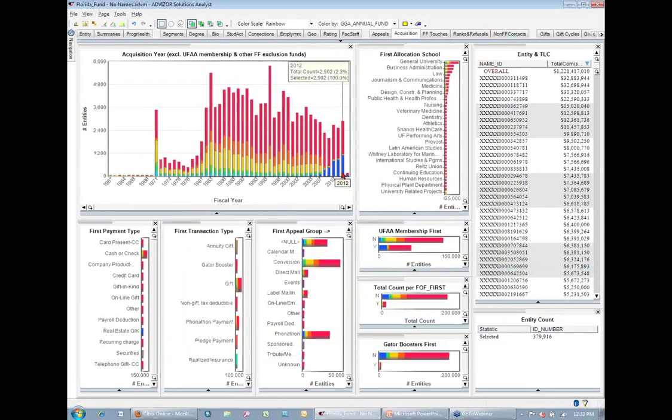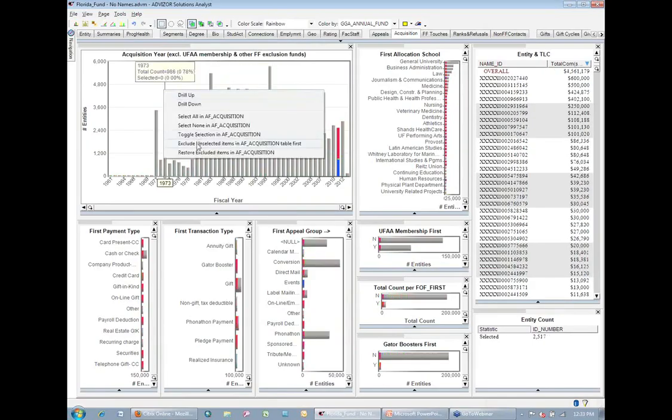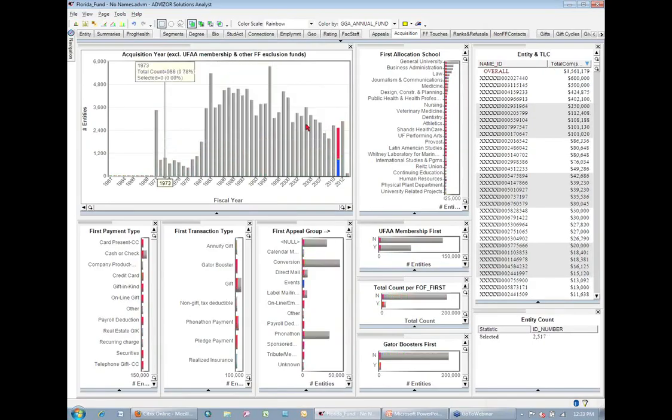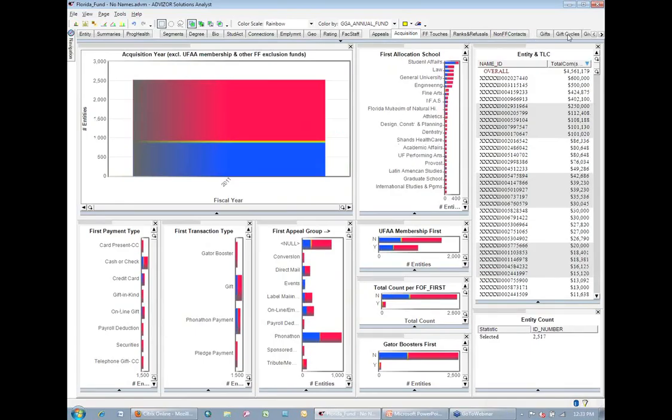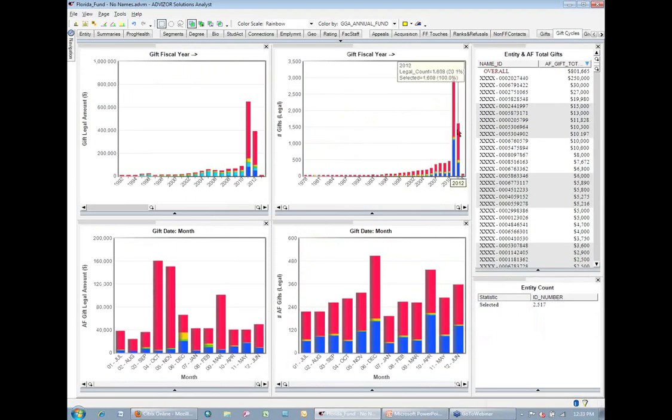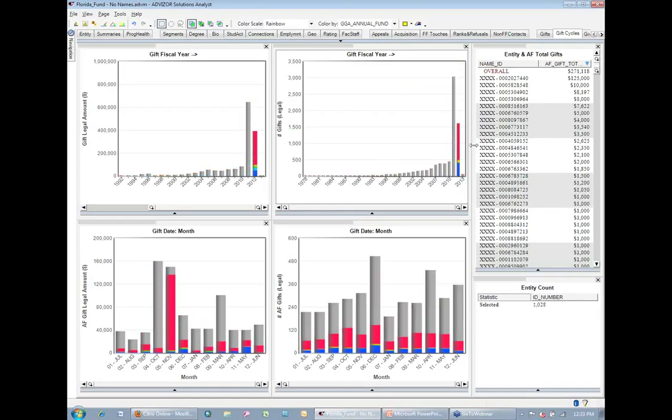I'm going to go back to my acquisition page, and let's look at the people who were acquired the following year in 2011. I'm going to exclude everybody else and go back to my gift cycles. And let's see. Now you notice it's a slightly lower number. That's 2,500 as opposed to 2,600. So I had fewer people acquired in 2011 than I did in 2010.